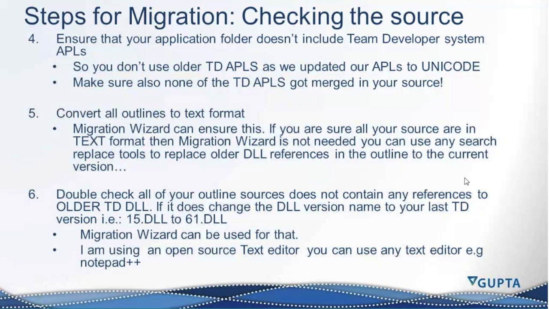So what I'm trying to say here is in the next step, basically you'll have to replace your older TD DLL with the latest one. So just change the version name to your latest TD version. For example, I'll be using 1.5 DLLs because I'm converting my app from TD 1.5. So all the DLLs are ending with 1.5, and I'll change that to 6.1 DLLs. Of course, as I said, Migration Wizard can do that, or you can do it in any text editor if you don't like to use Migration Wizard.